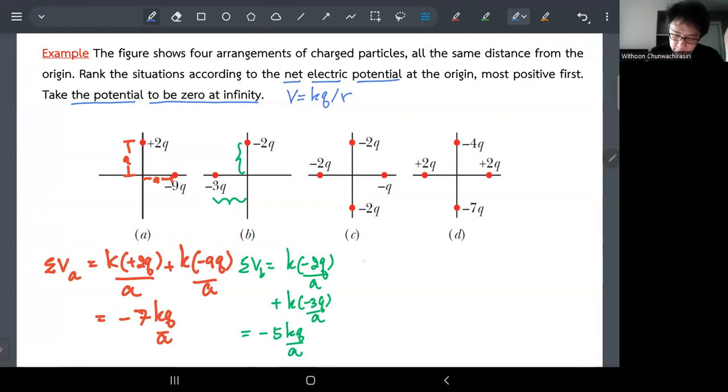Try again. Part C. Now you have 4 charges, but that's fine. Go for it. Start from the top. K times negative 2Q over A.